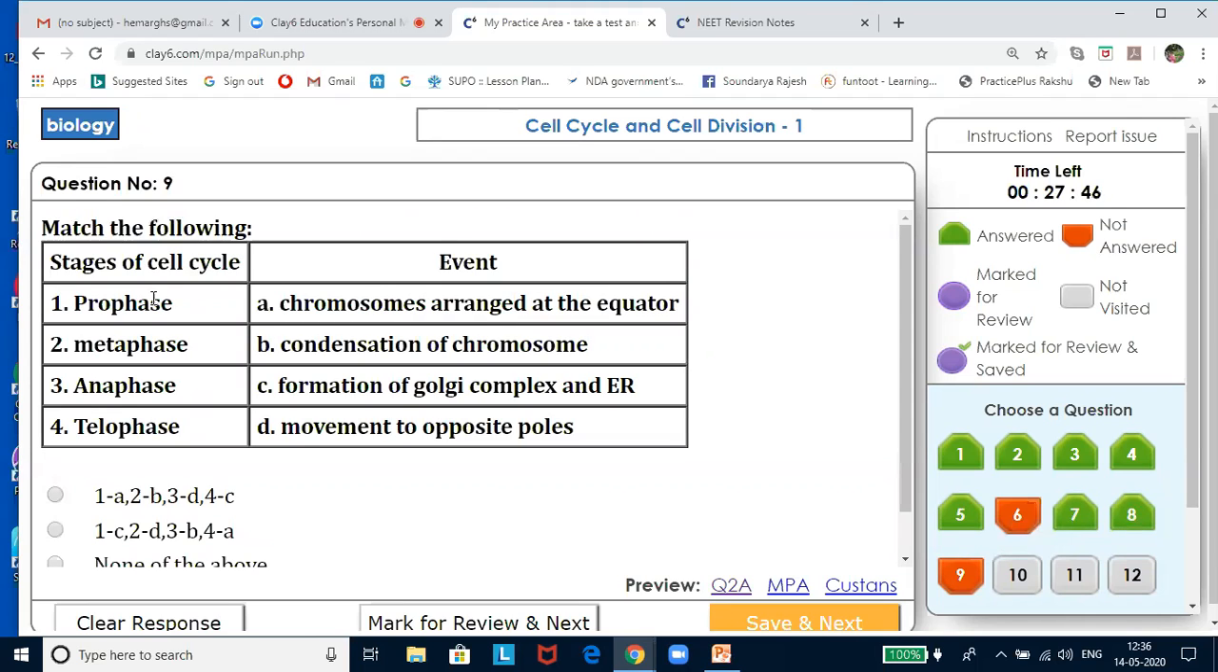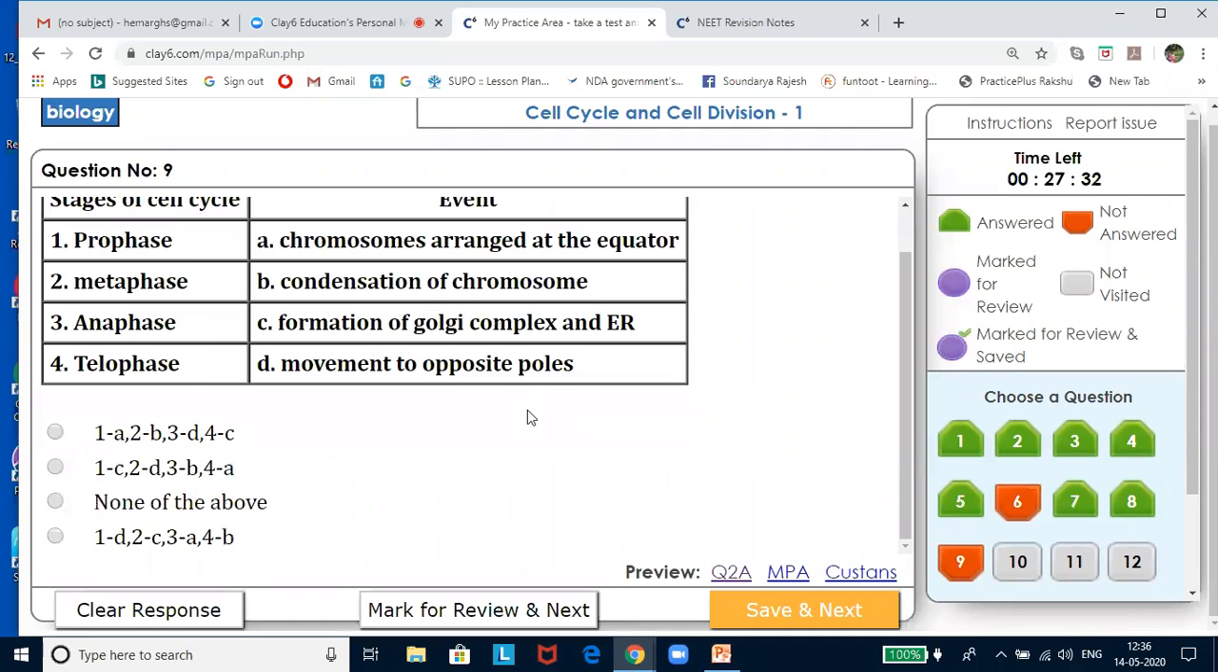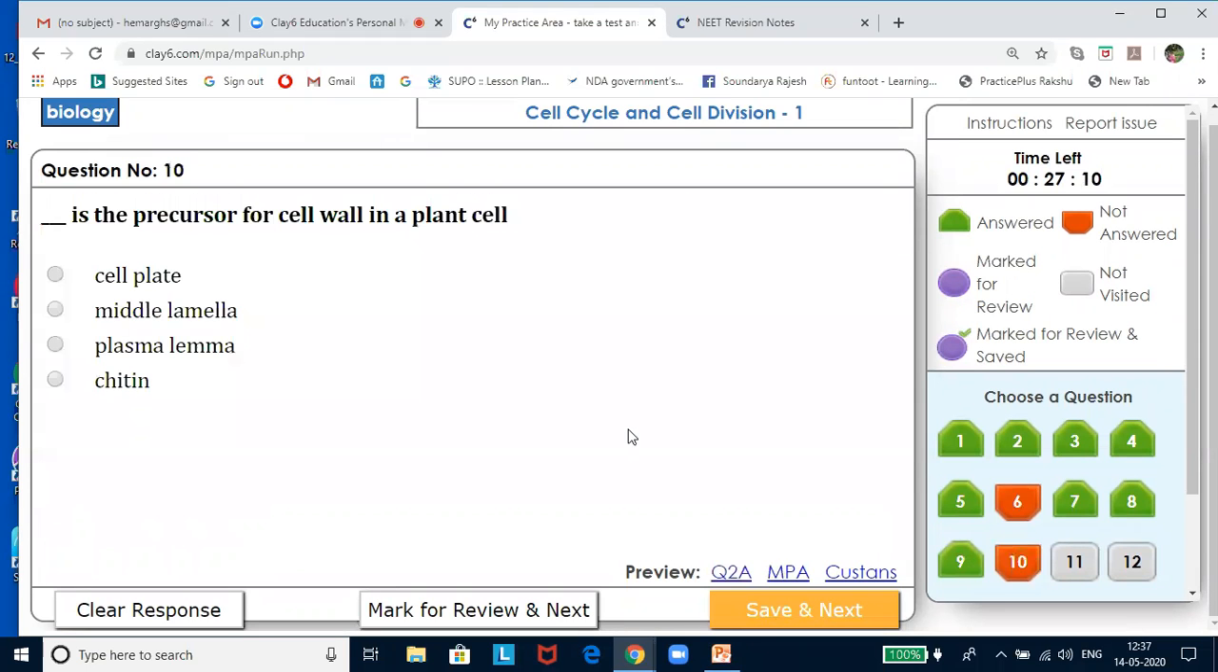Now match the following: prophase, chromosomes arranged at the equator; metaphase, condensation of chromosome; anaphase, formation of Golgi complex and endoplasmic reticulum; telophase, movement to opposite poles. Now if you look at it, who is B? No. So one is C. So it is none of the above. Dash is the precursor for cell wall in a plant cell. It is the cell plate.